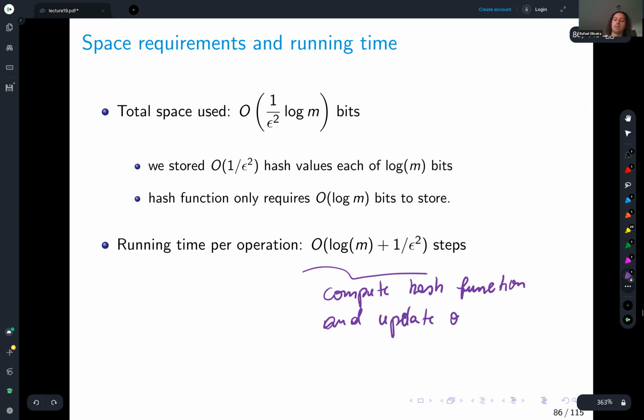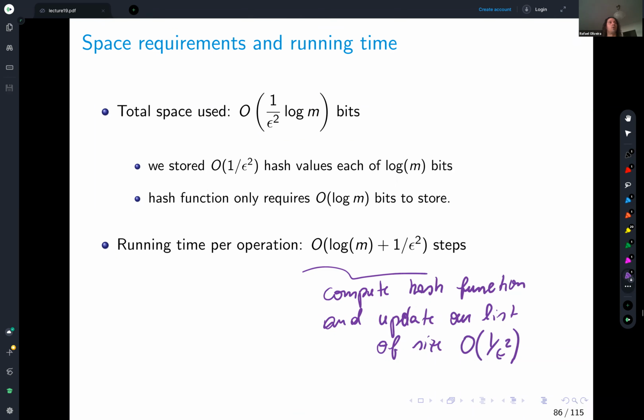Update our list of size O of 1 over epsilon squared. So that's all we need to do. So the running time of each operation is small and the space requirement is small. Does that make sense?